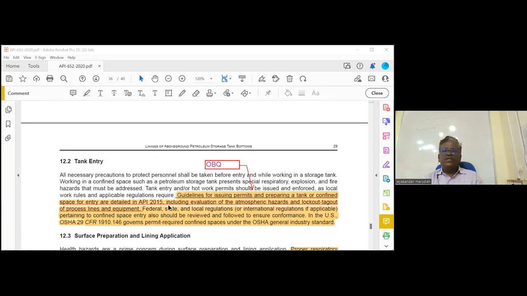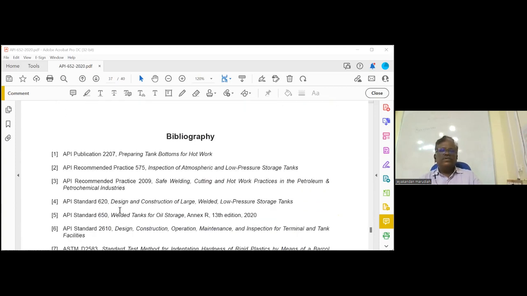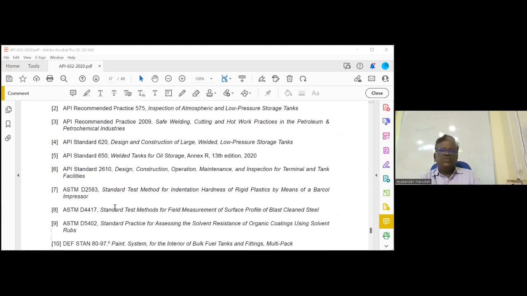Then please go to page number 29, tank entry 12.2. Guidelines for issuing permits and preparing a tank or confined space under API 2015, including evaluation of atmospheric hazards and lockout tagout process. That's all for 652.